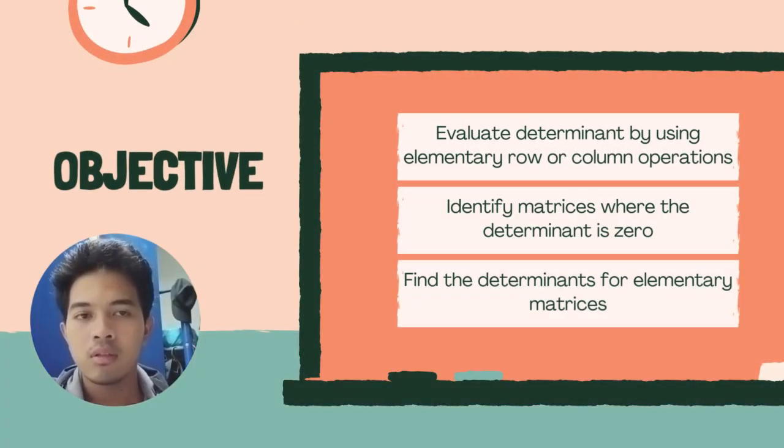Our objective is to evaluate determinants by using elementary row or column operations, identify matrices where the determinant is 0, and find the determinant for elementary matrices.